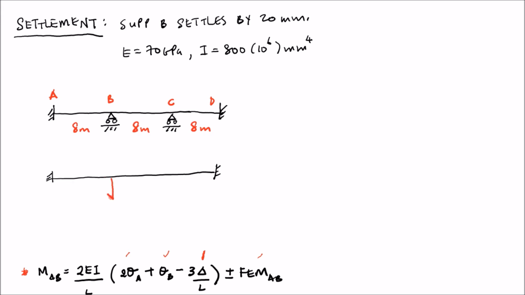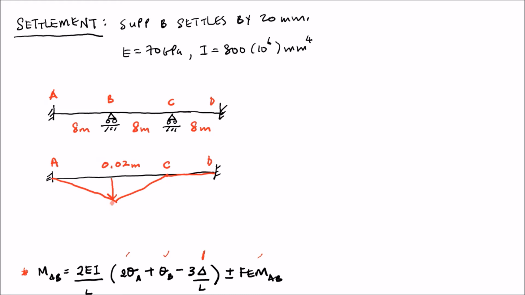By 0.02 meters. Exaggerated, it is going to look something like this. This is point A, this is point B, and this is point C. For point D, there is no movement in support CD at all, only support B settles because of settlement.